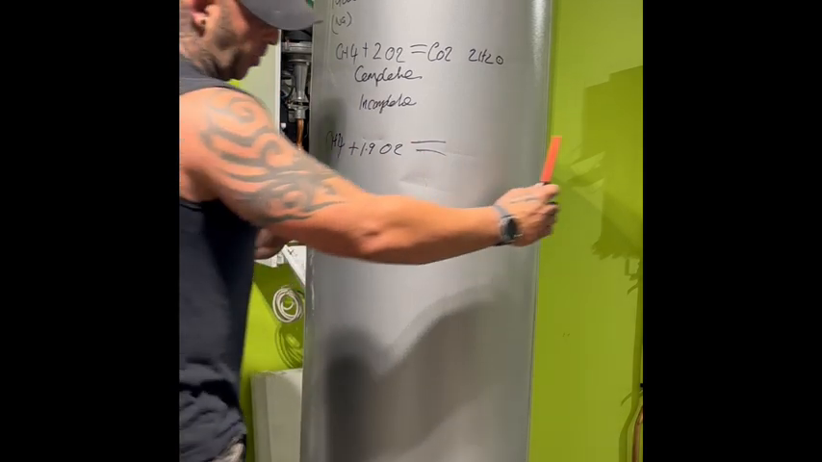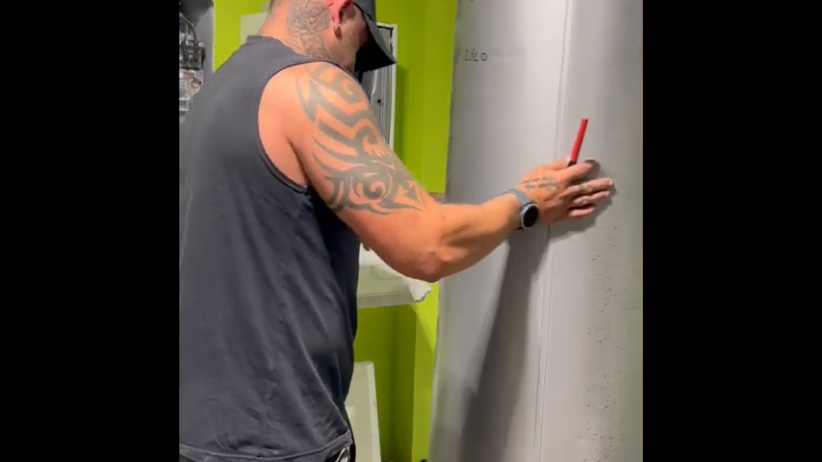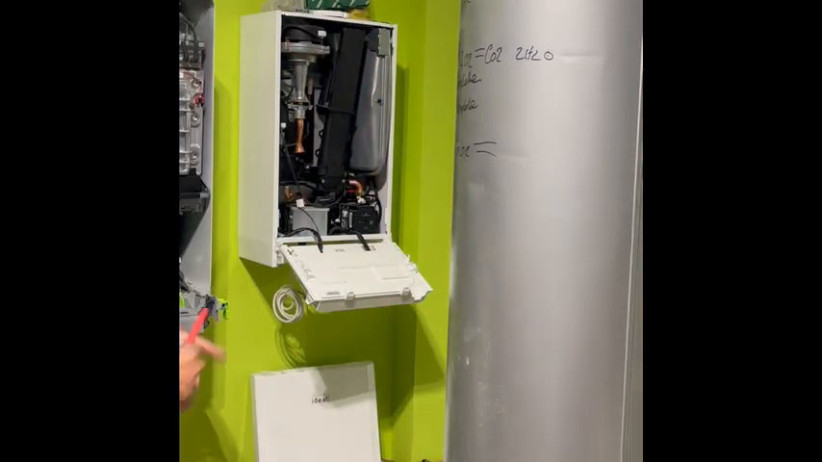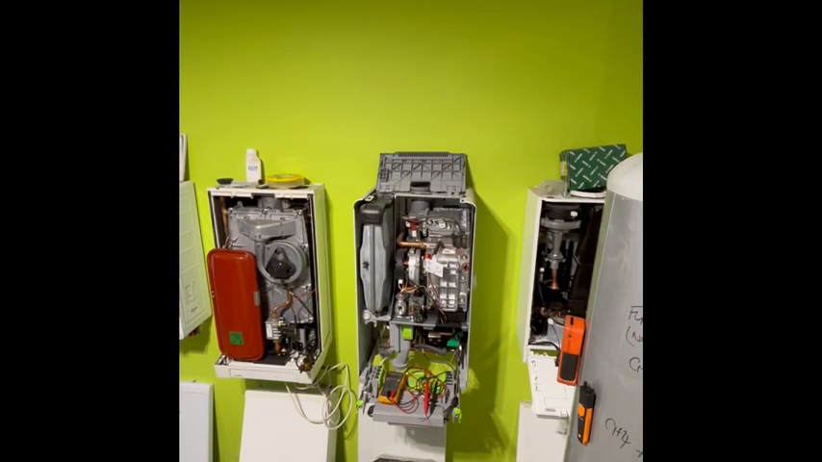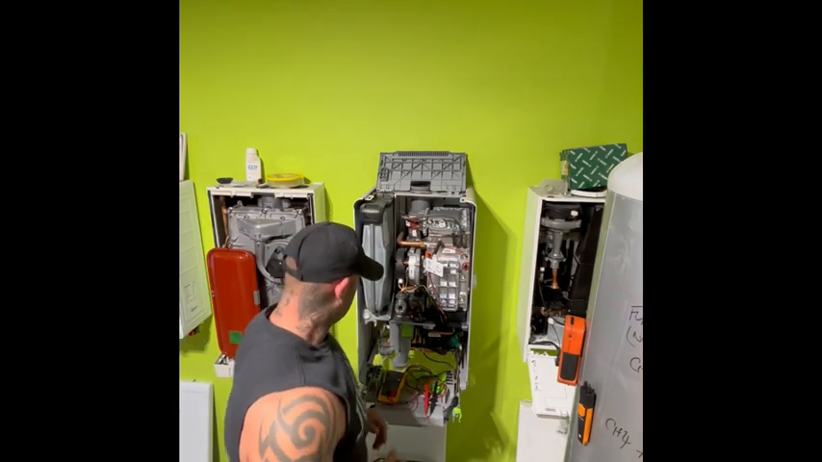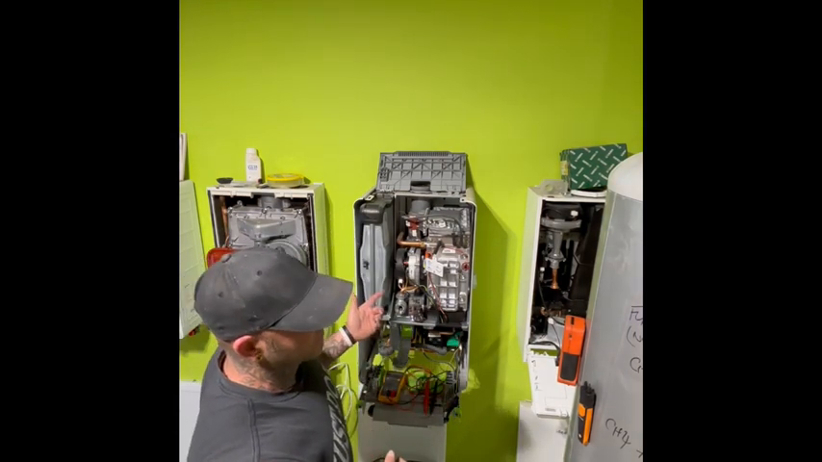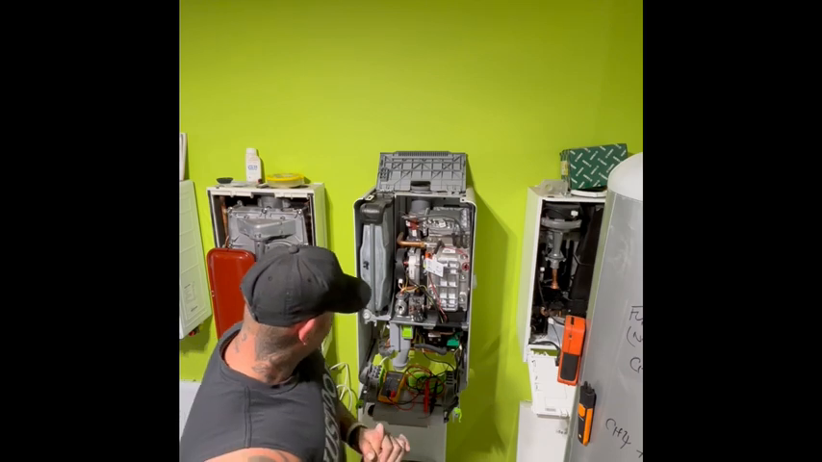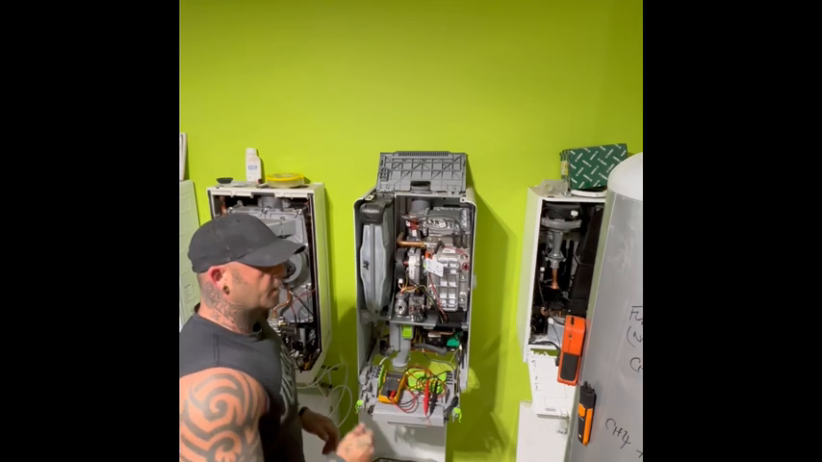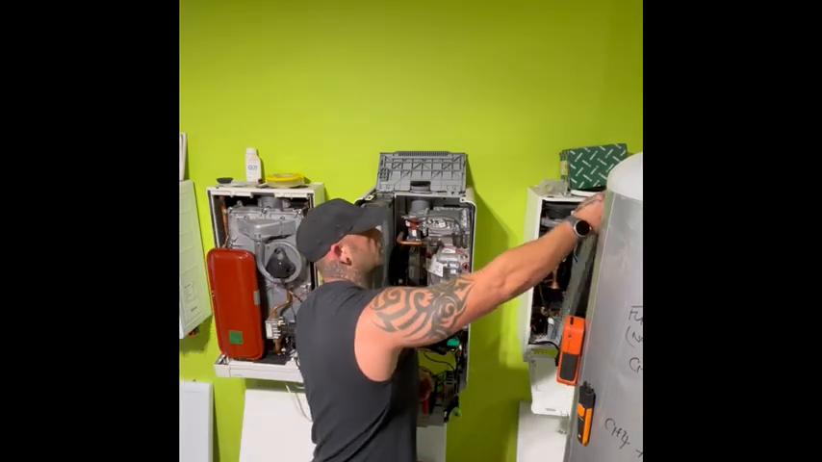So let's have a look at a boiler. Just swing this out of the way. So I've got a few boilers there. Okay, so a few things you're going to need first and foremost for working out ignition faults. You're going to need a gauge of some sort.